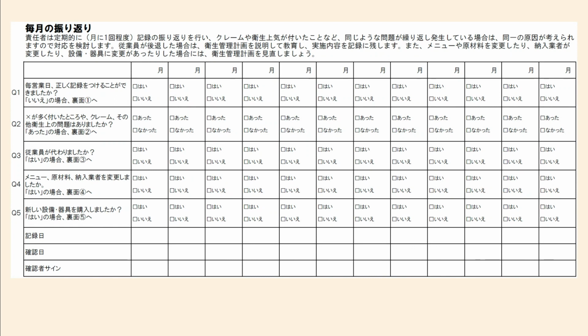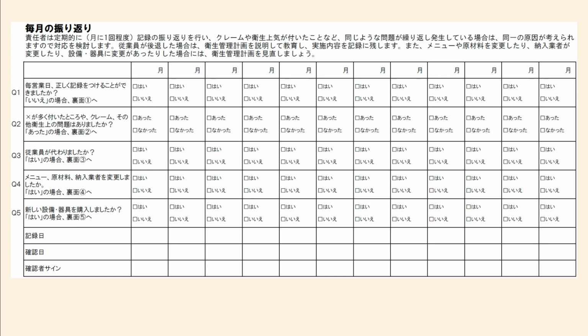A supervisor conducts a monthly review of the records. One additional sheet is used for the review. Complaints, sanitation concerns, and similar problems that occur repeatedly may be due to the same factors and should be addressed. If you hire a new employee, explain and train them on the hygiene control plan and keep a record of what they have been trained on.